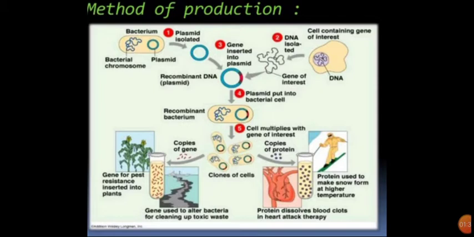So this picture clearly describes the method of production, the various steps involved in producing a recombinant gene DNA from a gene of a pest resistant plant.